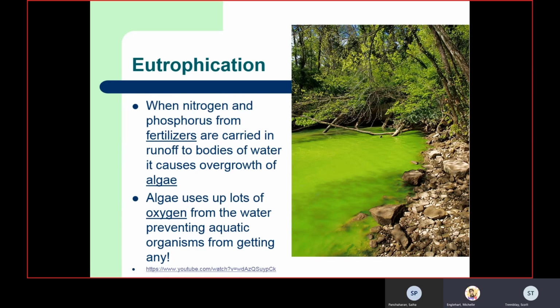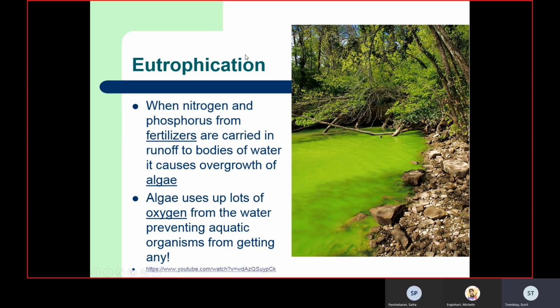Okay, so let's talk about an issue called eutrophication. When we get fertilizers, which usually carry a lot of nitrogen and phosphorus, they run off into a body of water and cause something called algae, or algae. How do you say it? My brother always says algae, I say algae. It's British versus American, they're both correct. So algae use up lots of oxygen from the water and prevent organisms from getting any.